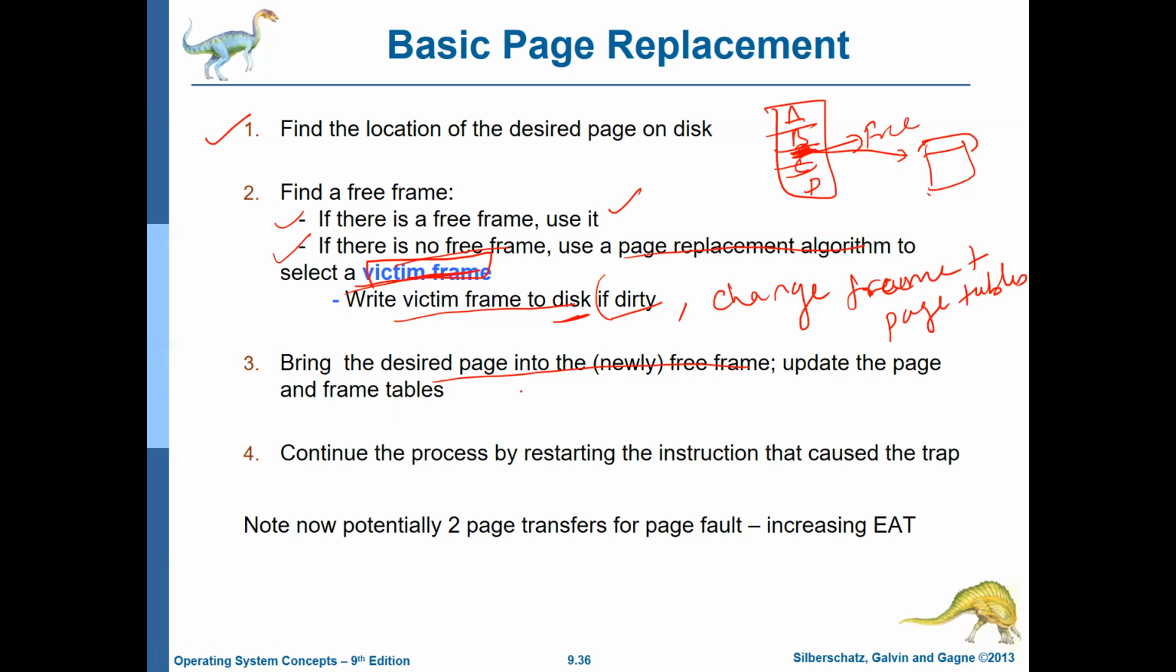Now, once it is free, you bring in the desired page. So from the secondary storage, we are going to bring in a page. That is known as swapping in. Now update the page table and the frame table again. Why? Because we are bringing in something new. So instead of the earlier invalid bit, now something new will come and we make it valid.